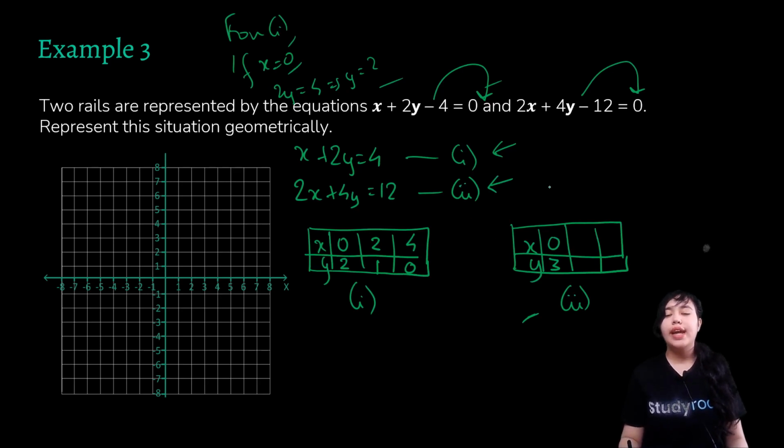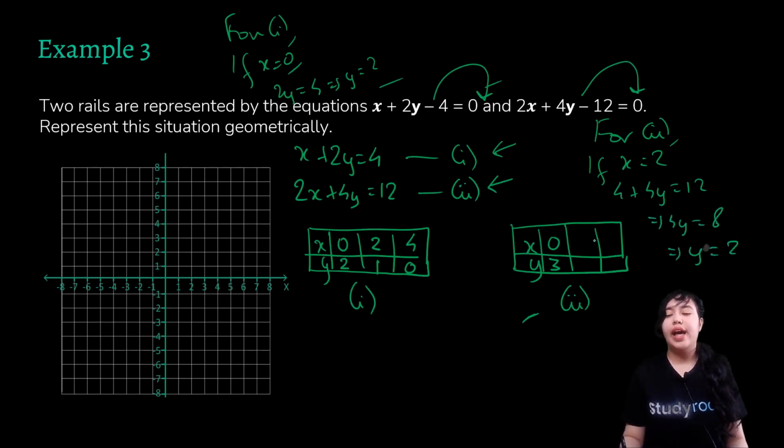Now I cannot take x equal to 1, can I take x equal to 2? It will give me what? I'm referring to the second equation. If x is equal to 2, I'll get 4 plus 4y is equal to 12, 4y is equal to 8, y is equal to 2. So yeah, I can take this 2, 2. Then if I take x equal to 4, I will get here 8 plus 4y as 12, 4y as 4, y becomes 1. Let's plot them quickly.